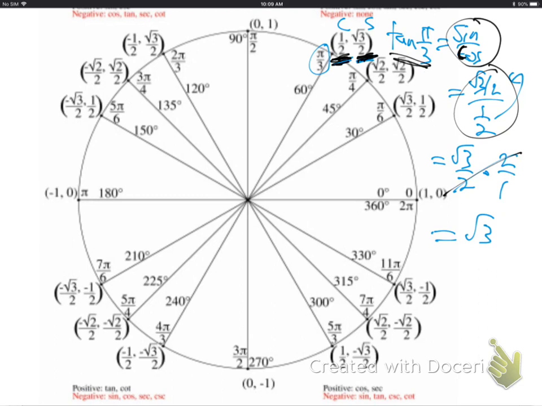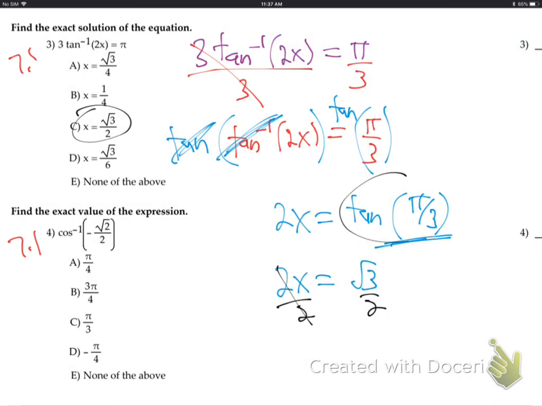So tangent of pi over 3 is sine over cosine: root 3 over 2 over a half. Flip that half, and then cancel the 2. So tangent of pi over 3 is root 3. Bring it back. Tangent of pi over 3 is root 3, and then divide both sides by the 2, and we've got our x. Is that good? Everybody see how the regular function canceled the inverse? All right. Let's keep going.